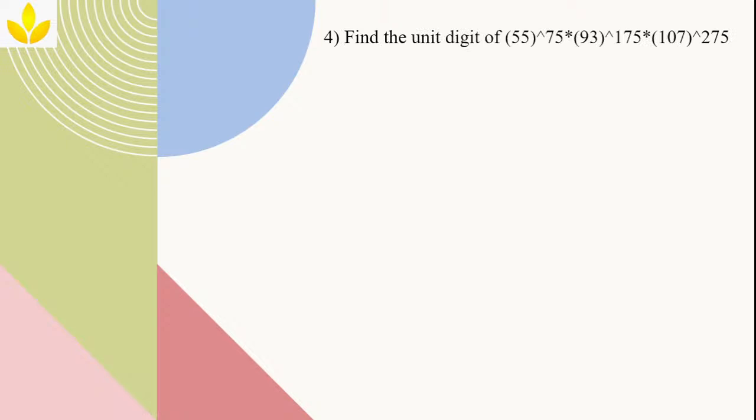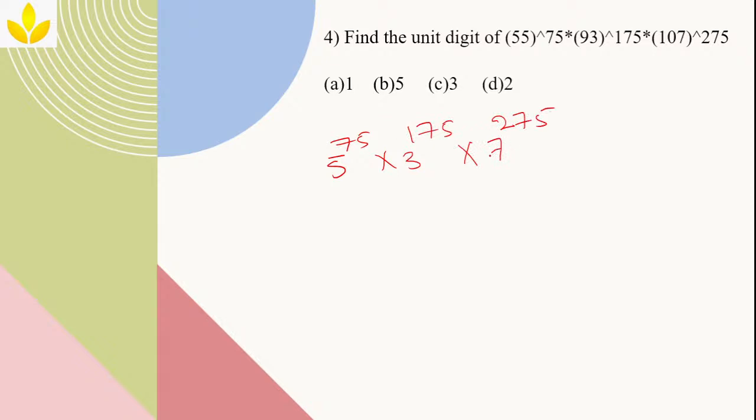The next question here is, find the unit digit of 55 to the power 75, 93 to the power 175, 107 to the power 275. How to approach it? And the options are here. So first is 5 to the power 75, and 3 to the power 175, and 7 to the power 275. I'll give you two approaches for this question.